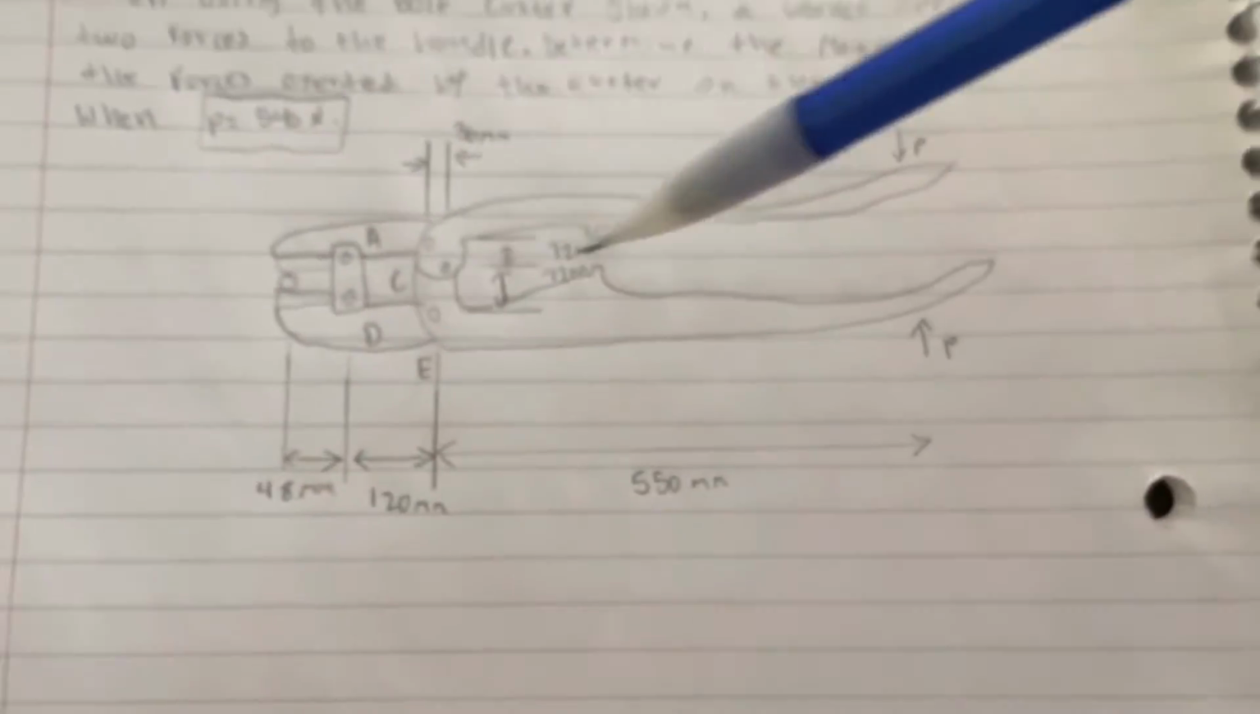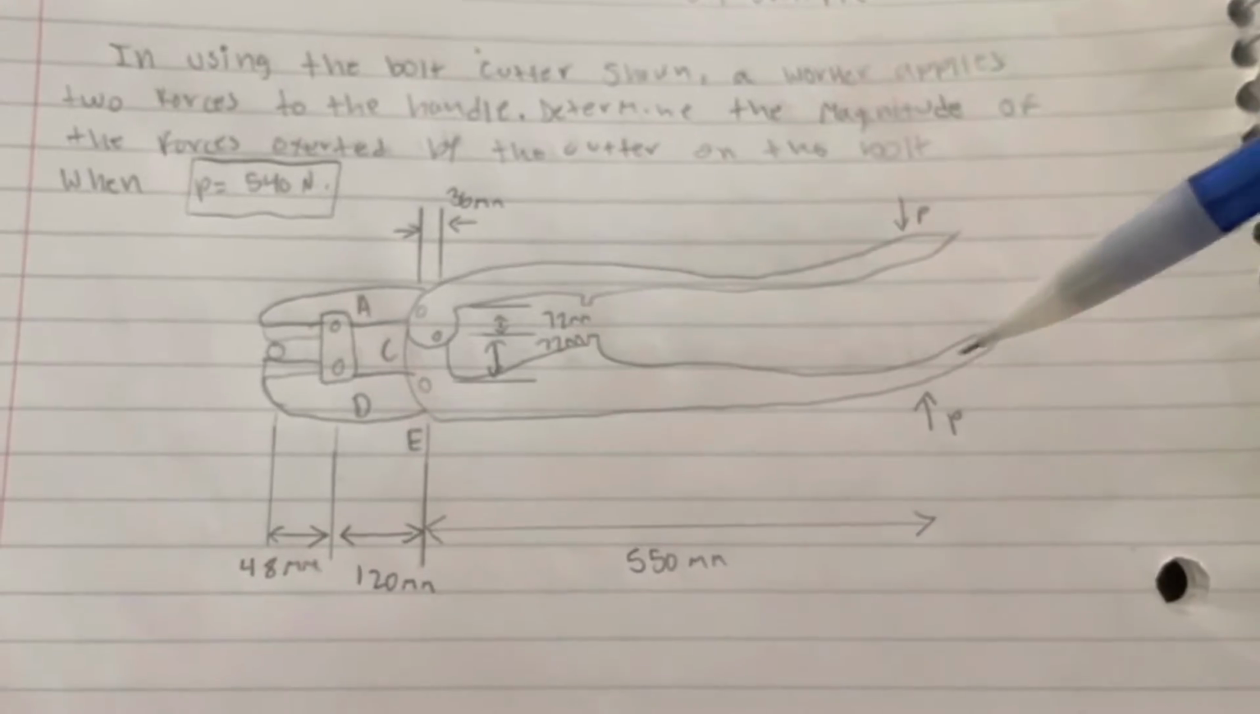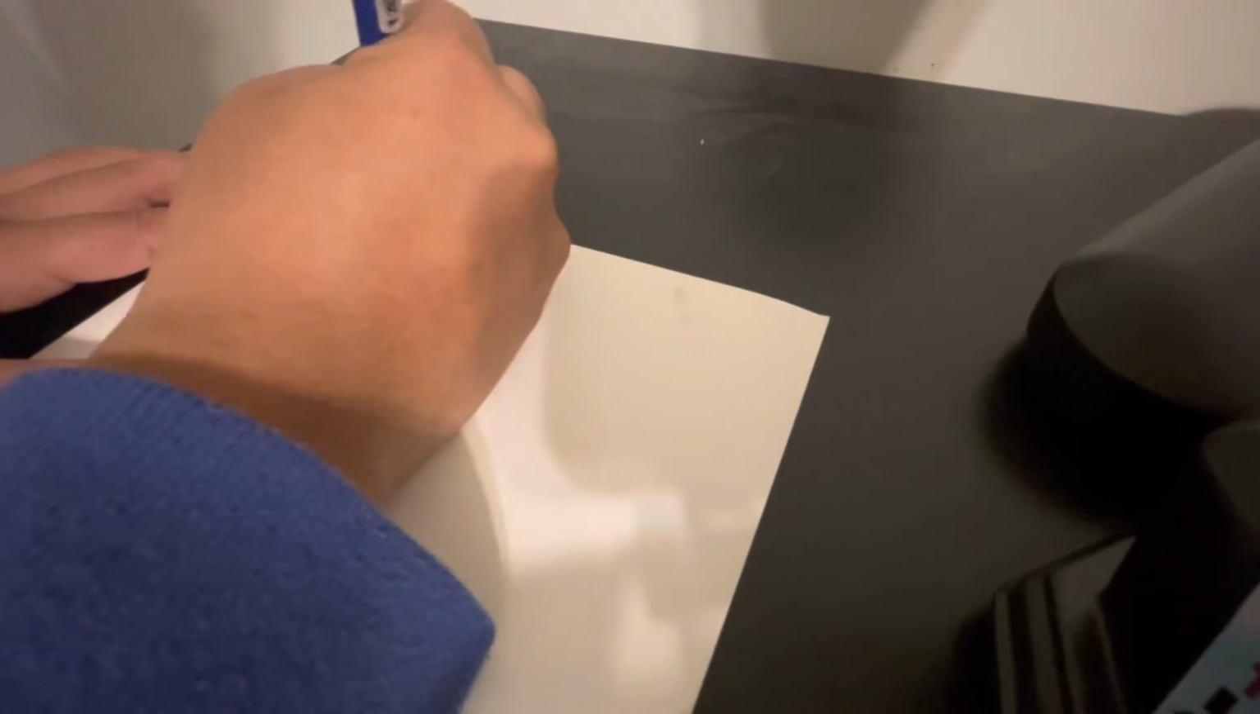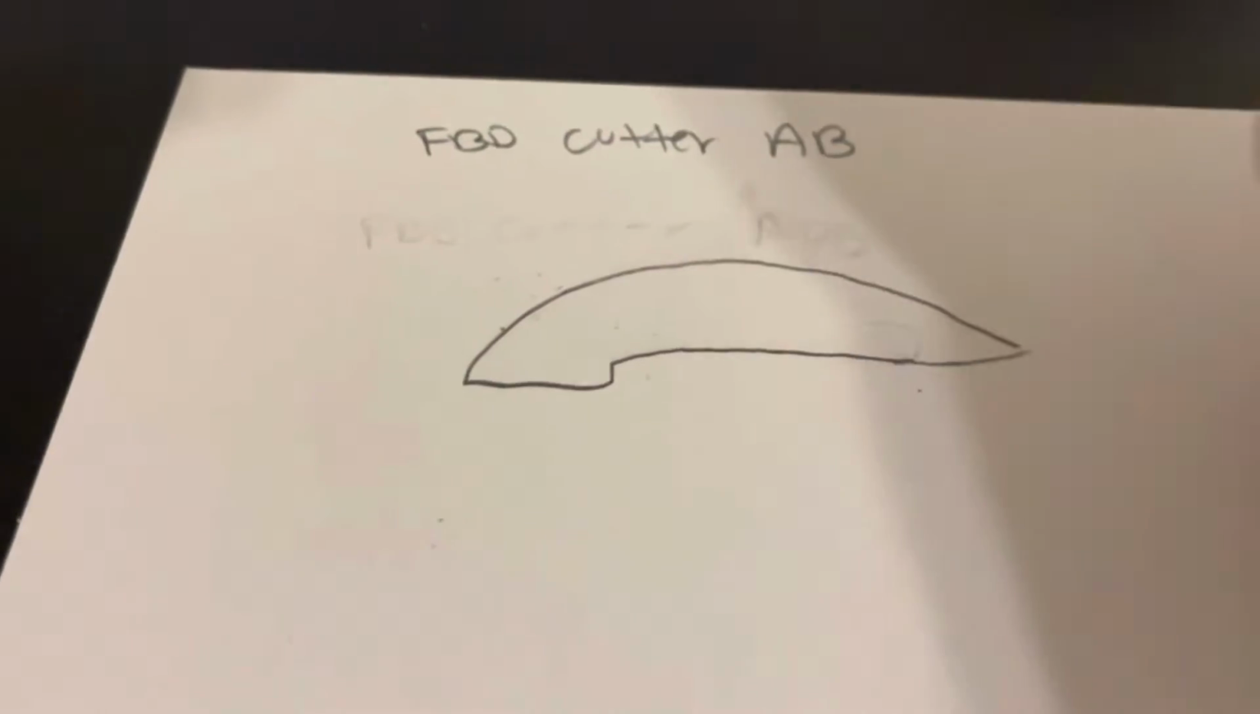Now we can go ahead and do the free body diagram, and I'll show you how to do that. We'll start with the FBD cutter for AB. I'm going to separate it from the FBD cutter and the FBD handle. So I'll start with the FBD cutter first. The cutter will look something like this.